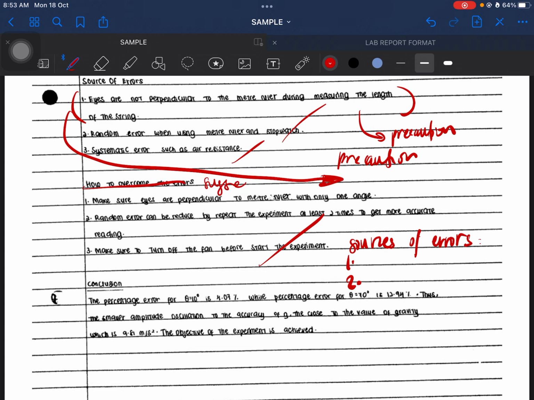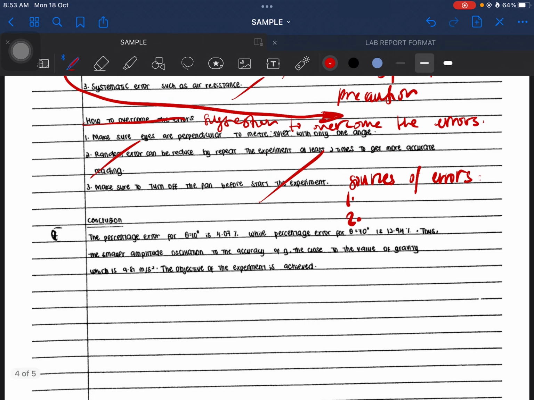You write suggestion to overcome the errors. So write it that way. And then this one I'll accept. I'll accept both of these errors. But if possible, try to explain what the effect of the errors is. I mean, how will these errors affect the result of your experiment? Okay, can?